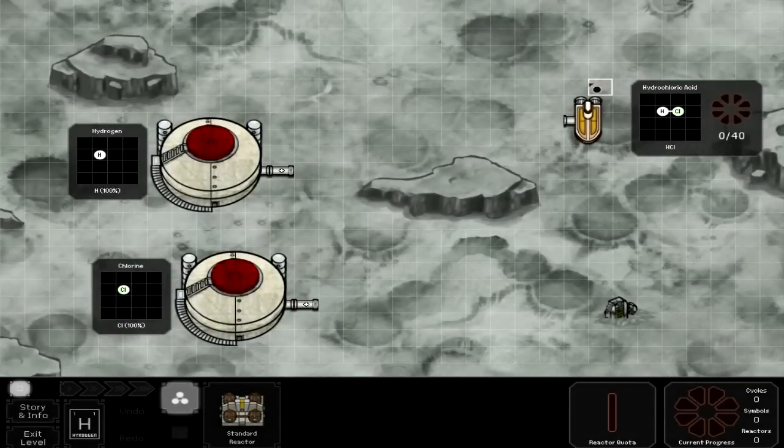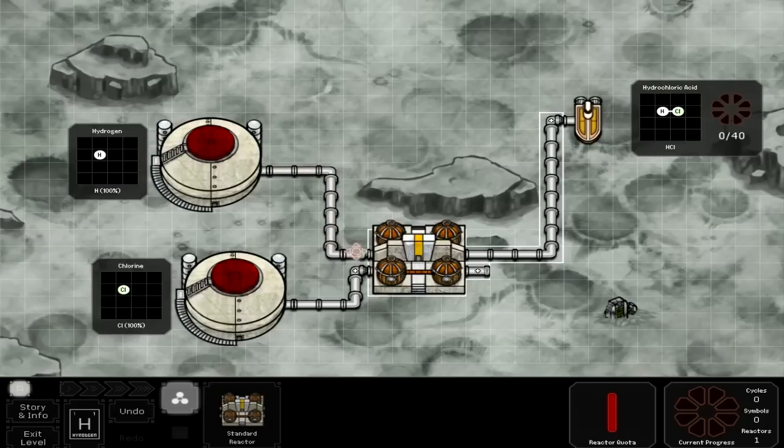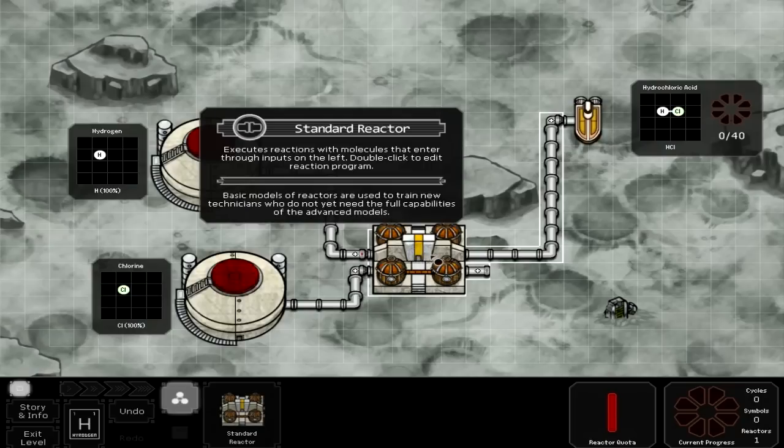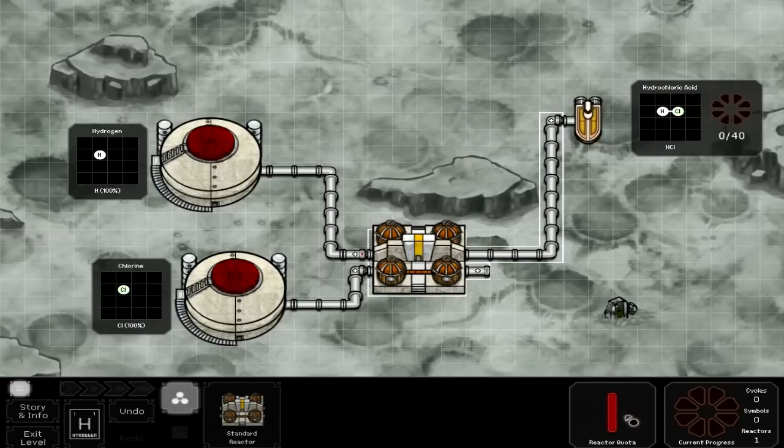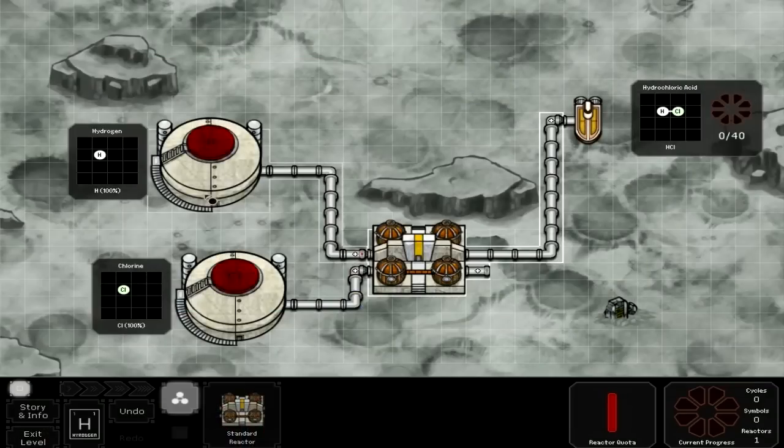Okay, so this is where the main idea behind the game comes in, right here. Let's see, where's the best place to put it? Probably down here. Then we'll have this be the output. This will be input beta, and this will be input alpha. This is the main idea behind the game right here. Now, the reactor quota, that's how many reactors you're allowed to place. In this case, it's just one, because we only need one. And we can open the reactor by double-clicking on it.